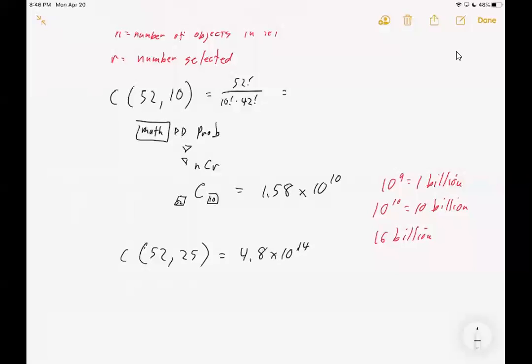All right, so 10 to the 12, let me write this over in red. 10 to the 12 would be a trillion. So 10 to the 14th is 100 trillion. All right, so this is actually close to 500. The number I have here is close to 500 trillion ways that we could do that, right? Now, I don't know of any games where you'd be handed 25 cards. It would be pretty hard to hold those 25 cards in your hand.